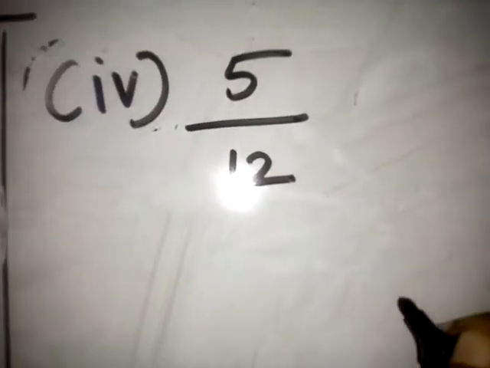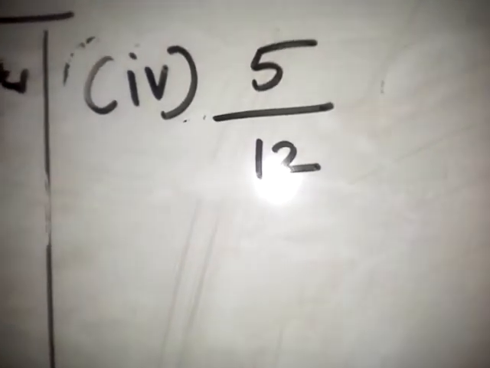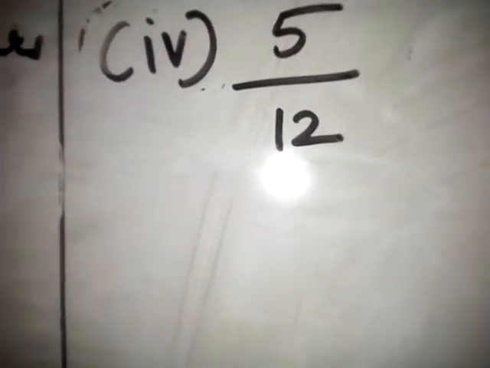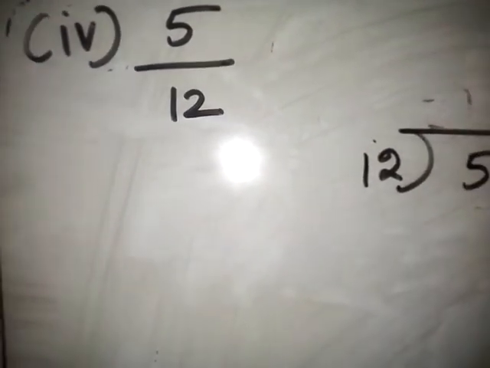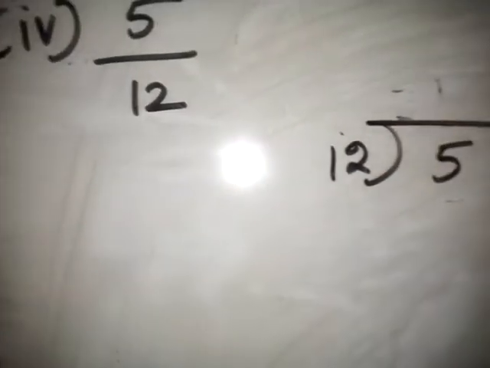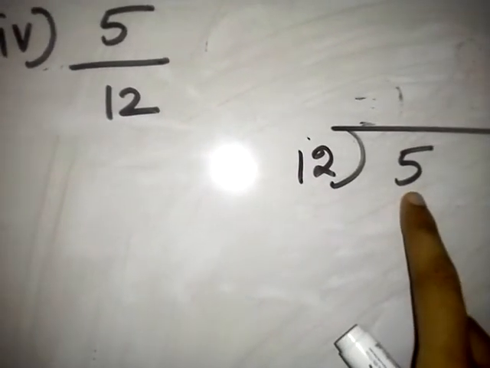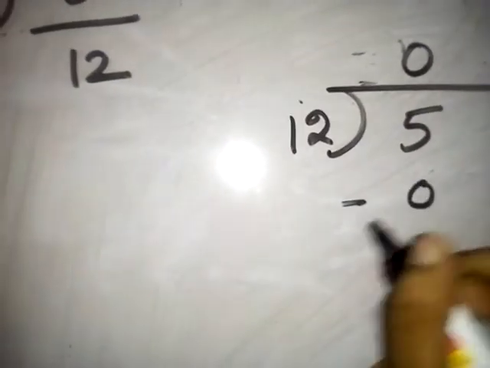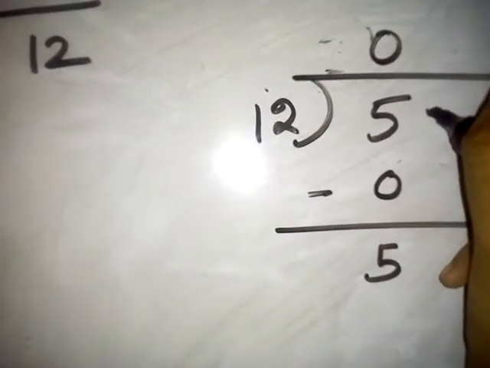Now look at the next one. 12 is the divisor, 5 is the dividend. 5 upon 12. So you have to divide 5 by 12. 12 is greater than 5. Divisor is greater than dividend, so it is not going. Take 0. 12 zeros are 0. 5 minus 0 is 5. Now put the decimal point.